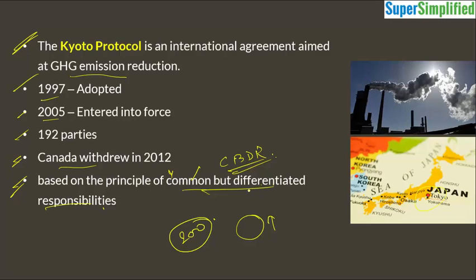So their responsibilities are far higher than the developing nations, and developing nations have a huge population pressure and they have to fulfill their demands and needs, so you cannot equalize them in terms of the responsibility. So that is why these responsibilities are actually differentiated. So common but differentiated responsibilities. Now how do we do it in Kyoto Protocol?